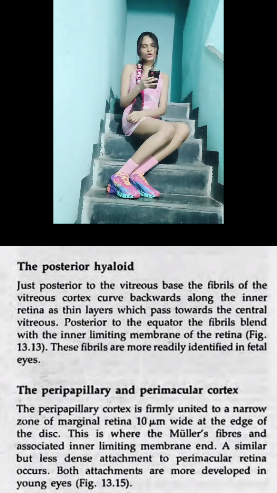The peripapillary cortex is firmly united to a narrow zone of marginal retina 10 micrometers wide at the edge of the disc. This is where the Müller's fibers and associated inner limiting membrane end. A similar but less dense attachment to perimacular retina occurs. Both attachments are more developed in young eyes. So, vitreous is firmly attached to the peripapillary area, perimacular area, overlying the retinal vessels, and the vitreous base.